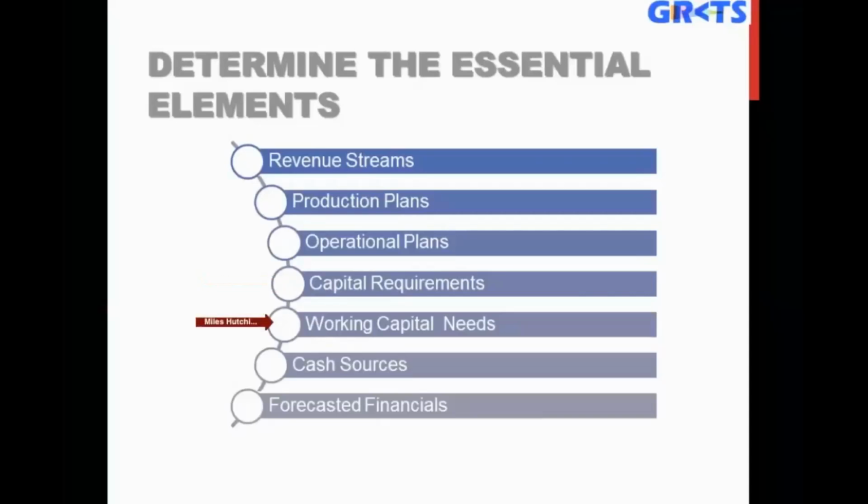In addition to all of that, we need to take a look at our working capital needs and make sure that our cash flow on a monthly basis is positive or supportable with our operational processes and cash flows, and if not, that we find alternate financing to support any gaps or dips below zero. That would then drive to the cash sources, and finally the forecasted financials, not just the P&L.